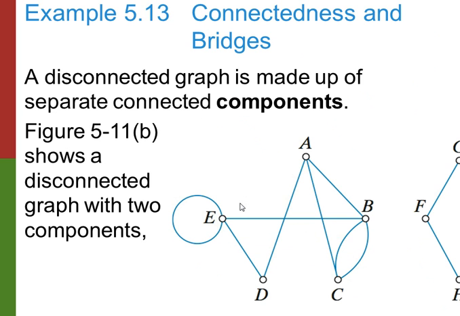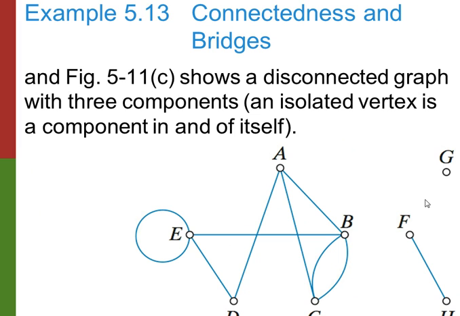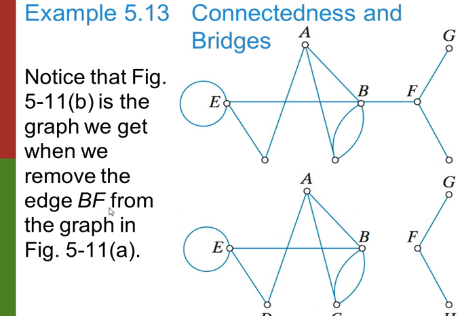Connectedness, bridges, and disconnectedness. A disconnected graph is made up of separate connected components. Well, what if I just have this F up here by itself? Yeah, okay, well, we'll allow that. So there we go, all by himself. This shows a disconnected graph with three components, one of them being an isolated vertex. Okay, so this is the students of the class. This is the friends of the students in the class. And there's the instructor disconnected up there talking to himself because everybody's sleeping. All right, perfectly okay.